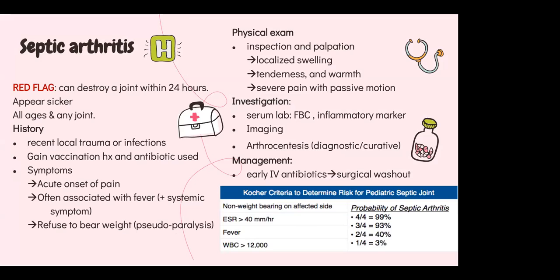Okay, septic arthritis. Oh, before I forget, JIA is the most common joint pain in children. And then proceed to septic arthritis. Like I say, it is a red flag diagnosis. You have to rule it out early because it needs prompt intervention; within 24 hours it can cause destruction of the joint. And usually patients who come with septic arthritis appear sicker, and it involves all ages and any joint.